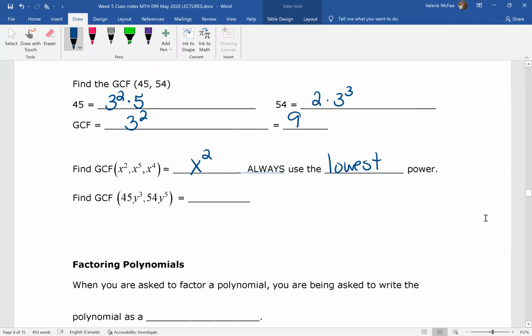So when we're asked for the next question to find the greatest common factor of 45y cubed and 54y to the power of 5, well, we already found the greatest common factor of 45 and 54. And we know that the lowest power here is y cubed.